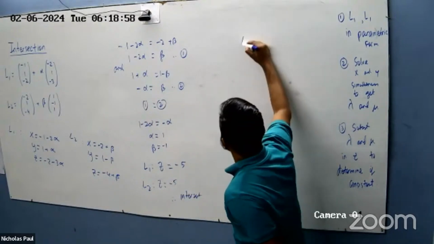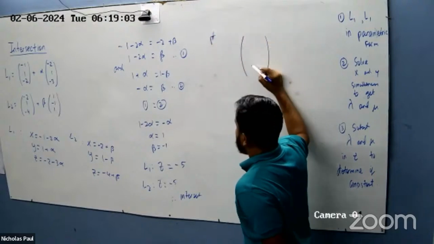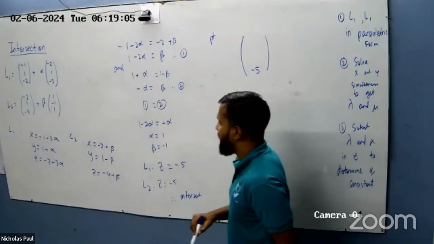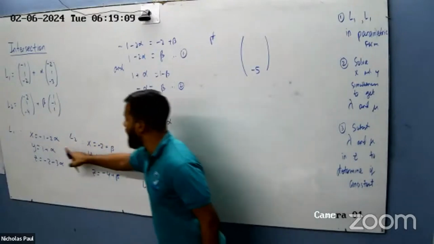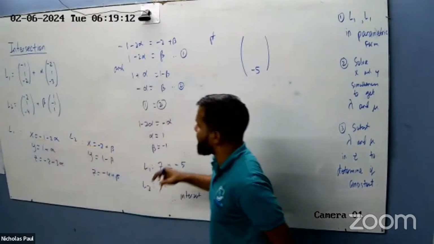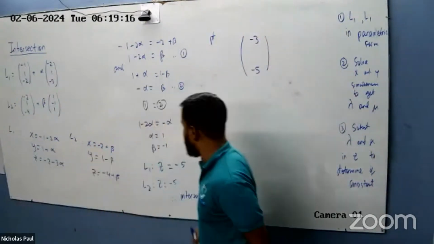So they want the point of intersection. Right? This will be the point. Z is minus 5. Solve for X. Plug in 1 here. Minus 1 minus 2 is minus 3. Plug in 1 here. 1 plus 1 is 2.